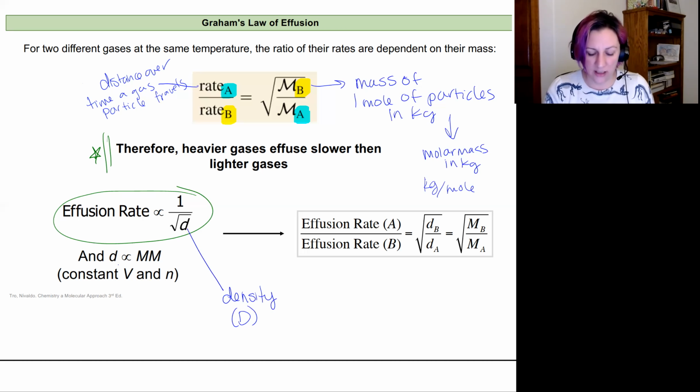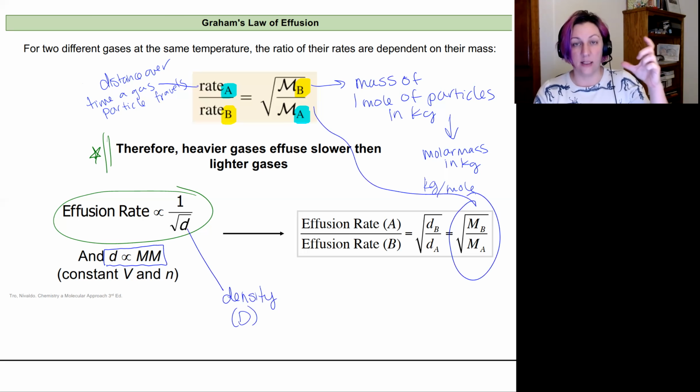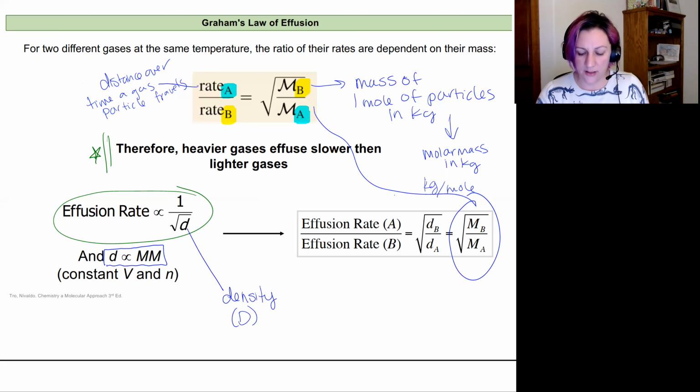So density is really going to be proportional to molar mass at constant volume and number of moles of particles, right? Because if we have the same volume and the same number of particles, density increases as the mass of those particles increases, because it's that ratio between mass and volume. And so we can really connect diffusion with density of our gases. So we actually have another version of this. We can look at effusion rates either as what we did before, with the molar mass in kilograms as our ratio, but we can also see it as a ratio of densities too. And it works in the same way.